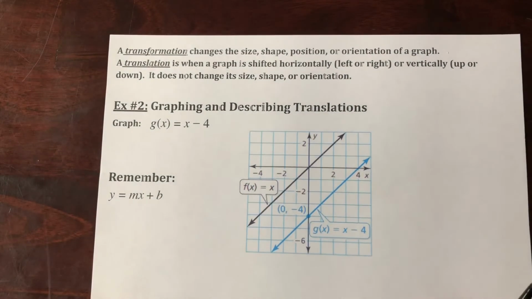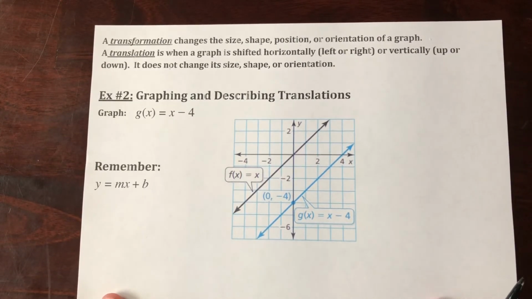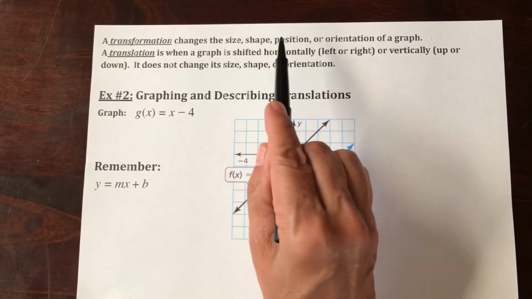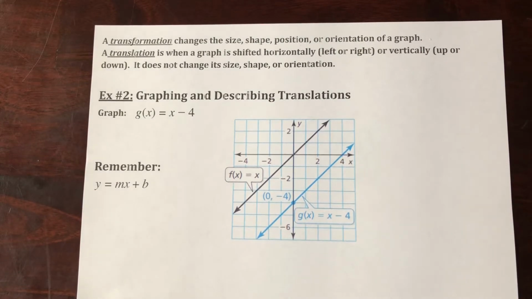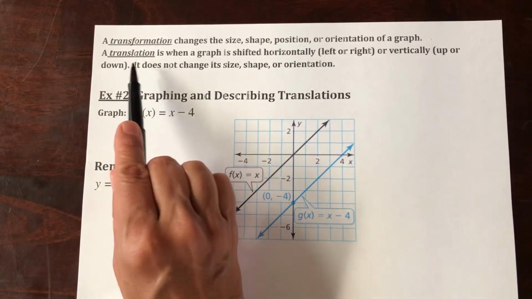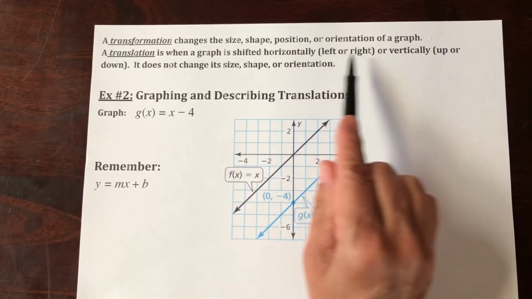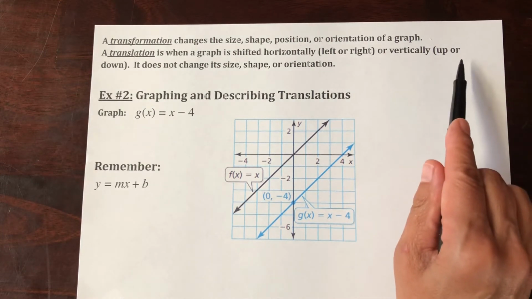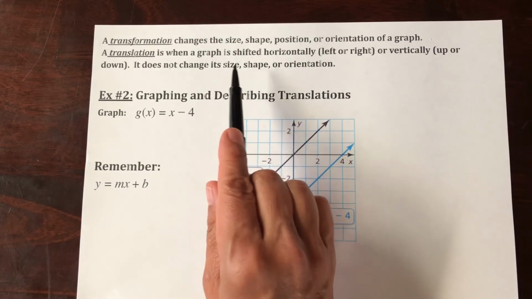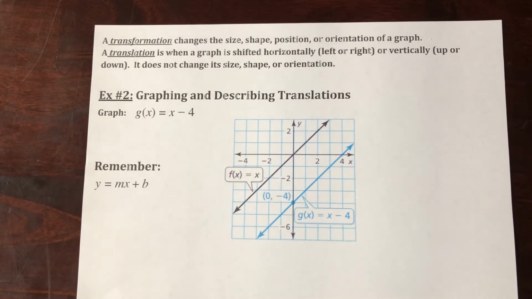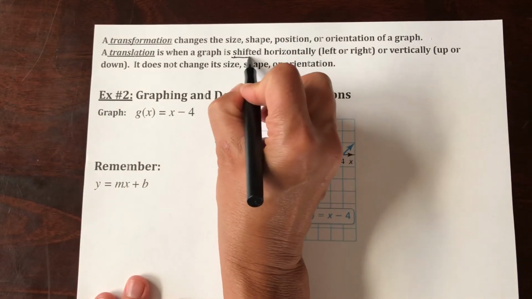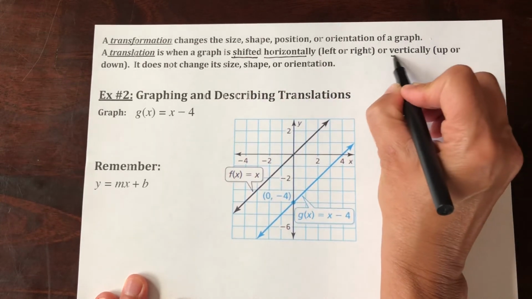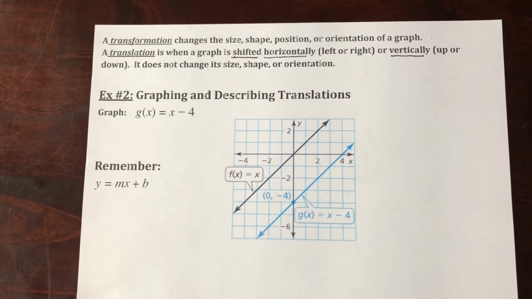All right, a transformation, again, is a change. It changes the size, shape, position, and orientation of a graph. We're going to start with translations. That's the first transformation we'll see. A translation is when a graph is shifted horizontally, so left or right, or vertically, up and down. It does not change the shape or size or orientation of the graph. So a translation is a shift horizontally or vertically. All right, so let's look at an example.